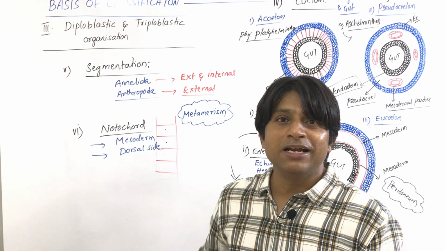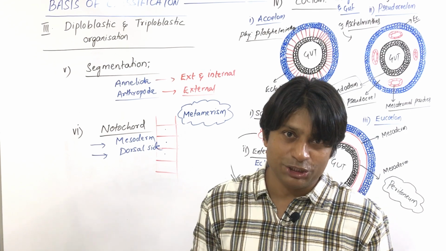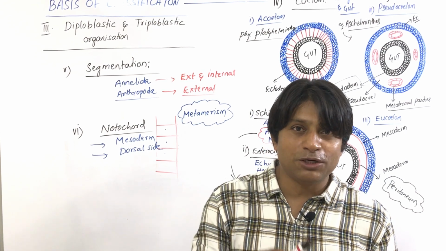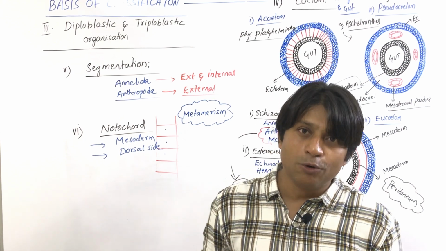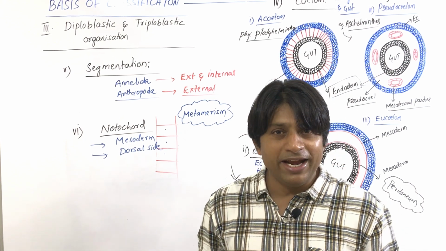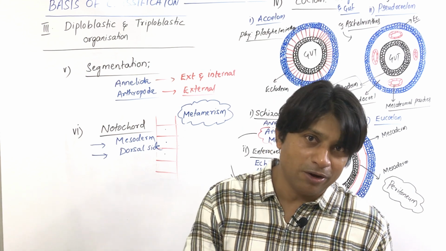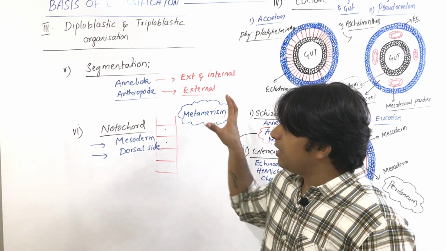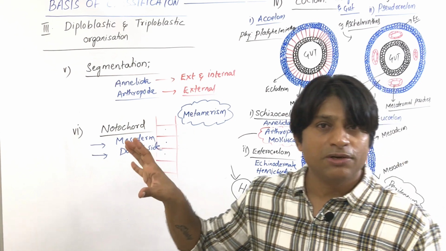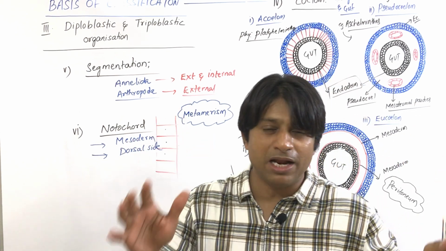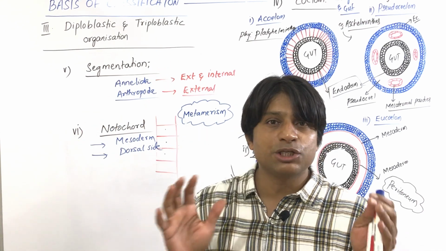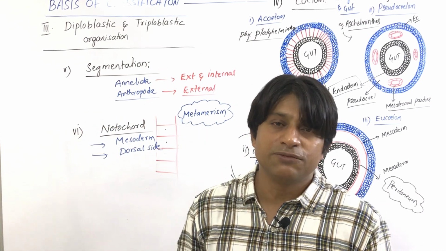This is also one of the interesting features for classification. Right? Notochord is present on the dorsal side. It is derived from mesoderm. Animals with notochord are called chordates, without are called non-chordates. Right? So these are the important characters for classifying any organism, or mostly for animal classification, some of the basic characters for classification.